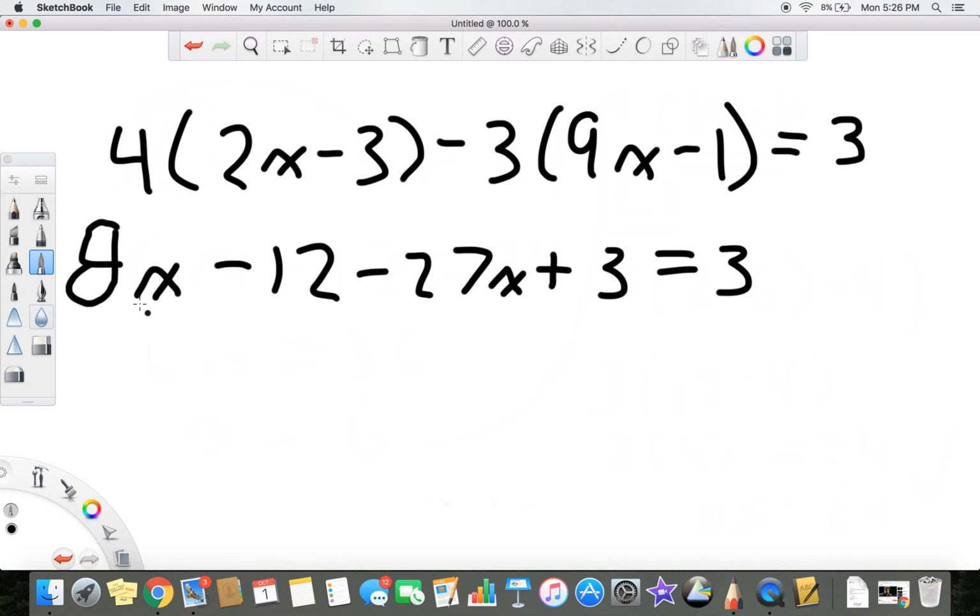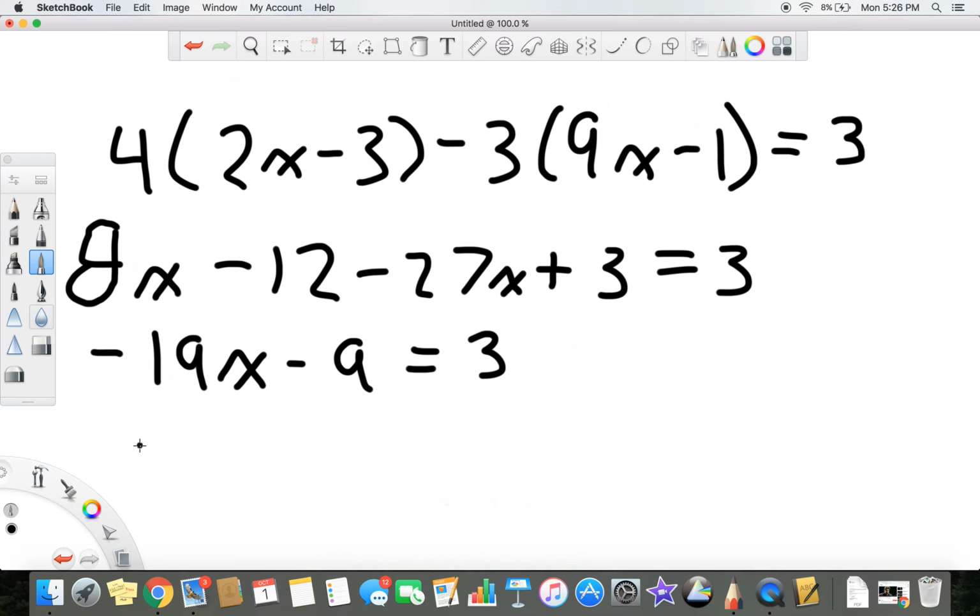Well, let's simplify this. We can simplify the like terms on the left side by having the x's simplify and the numbers simplify. So let's do the x's first. We have 8x minus 27x. So that will be negative 19x, and negative 12 plus 3. That's going to be negative 9 equals 3.